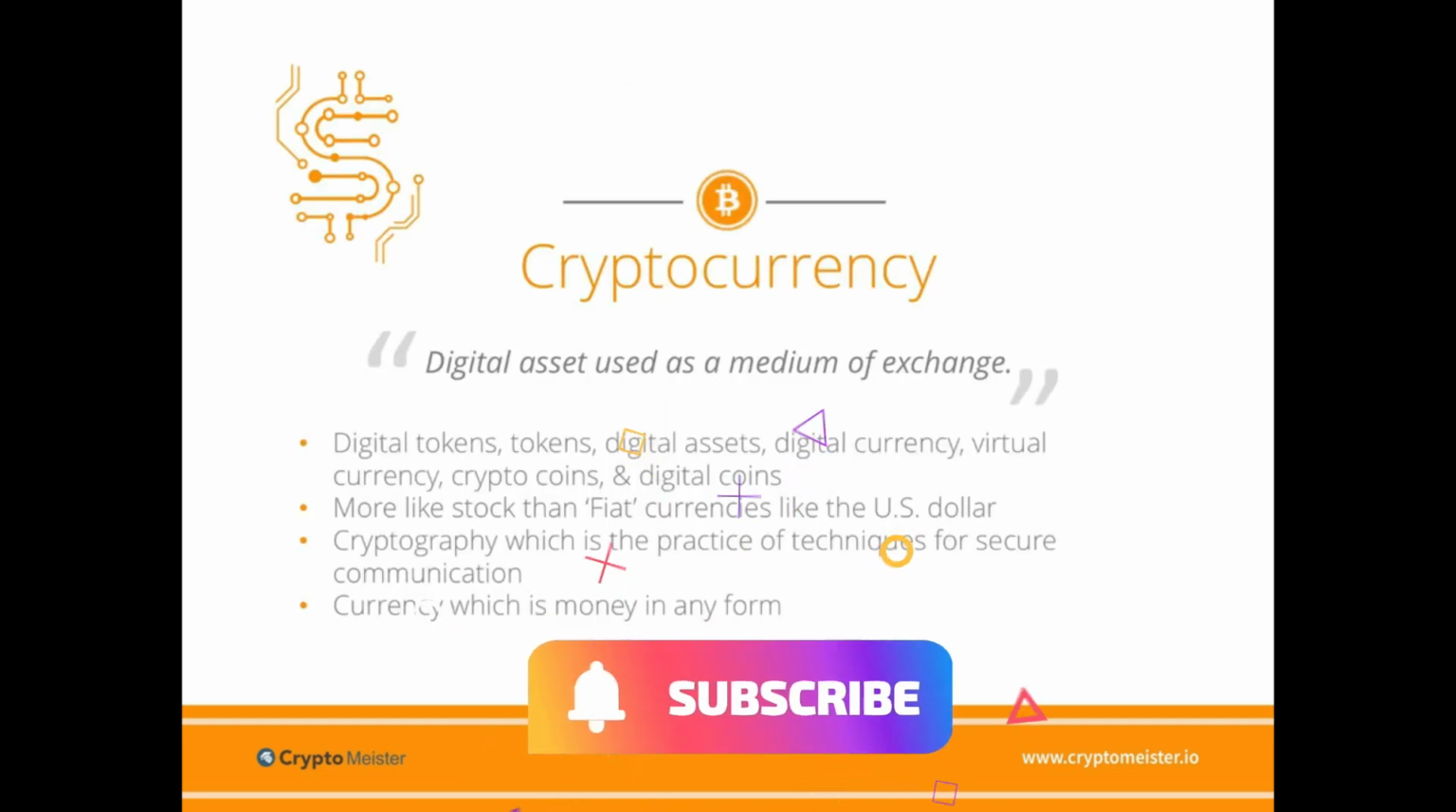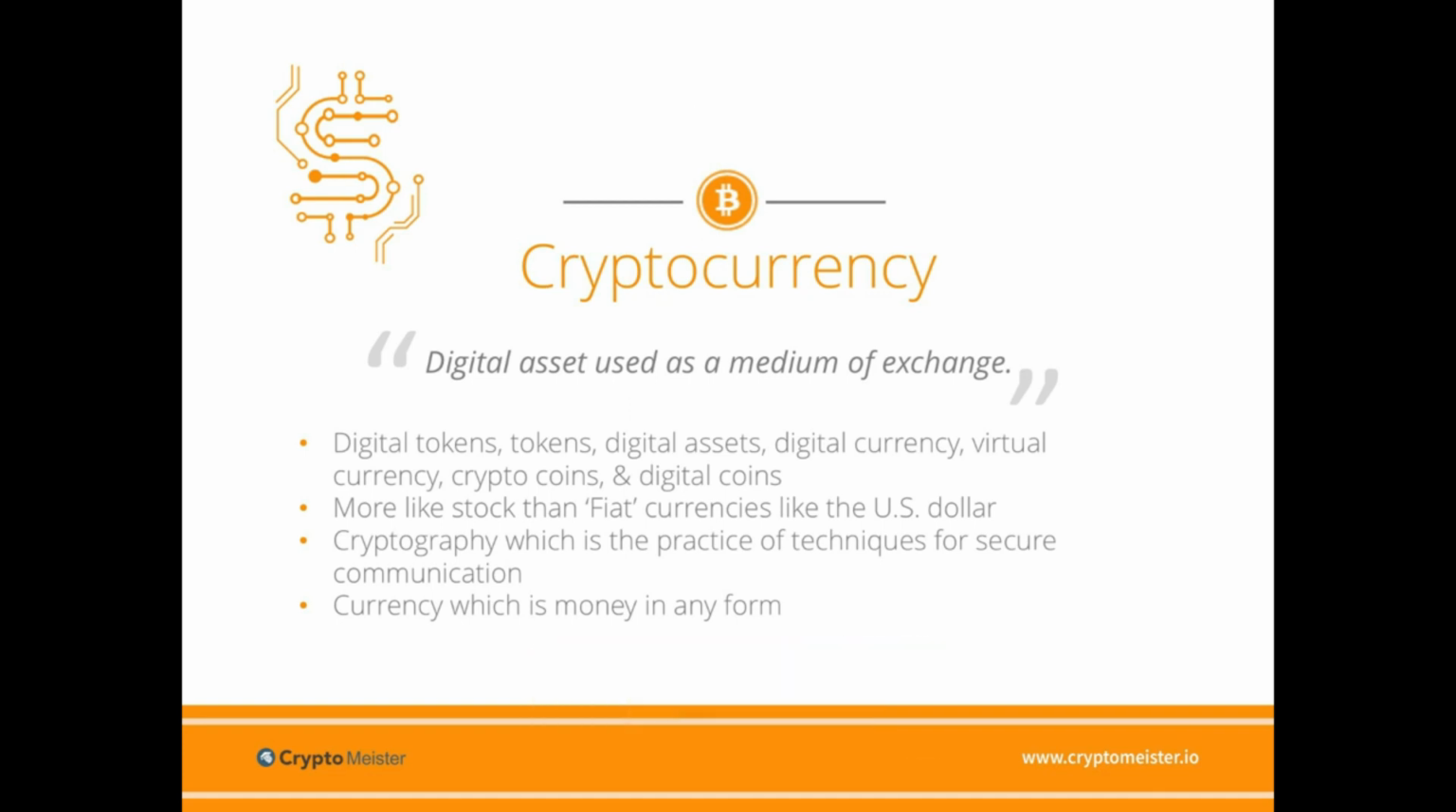Cryptocurrency has been given a few different names. Digital tokens, or sometimes just tokens, digital assets, digital currency, crypto coins, virtual currency, digital coins, and so on. But essentially, cryptocurrencies are just a type of digital asset, used as a medium of exchange. They are all stored in a blockchain, with each blockchain having its own digital coin.